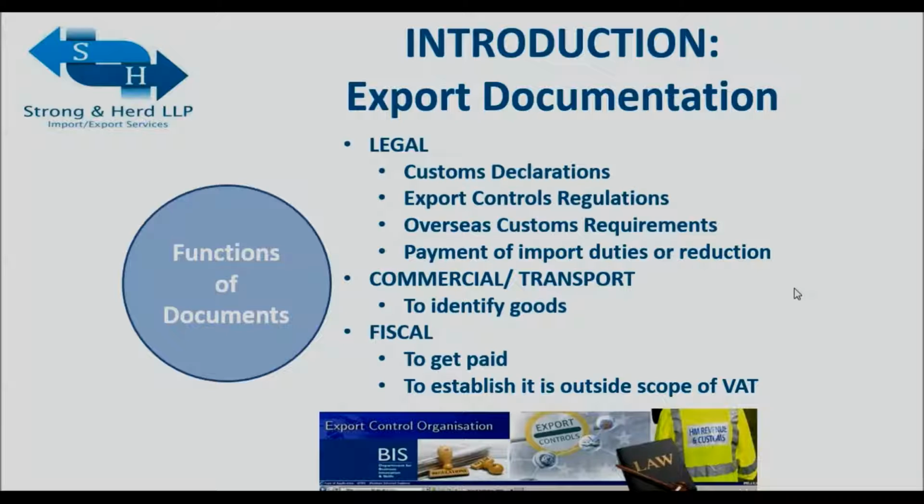Mike took us through the transport side, and for both the transport and a commercial point of view, you need to identify the goods. Part of that is if anything goes wrong, somebody will want to make an insurance claim. So you need to know what exactly moved and what value of those goods. And finally, we have a fiscal requirement for documentation so that you can get paid.